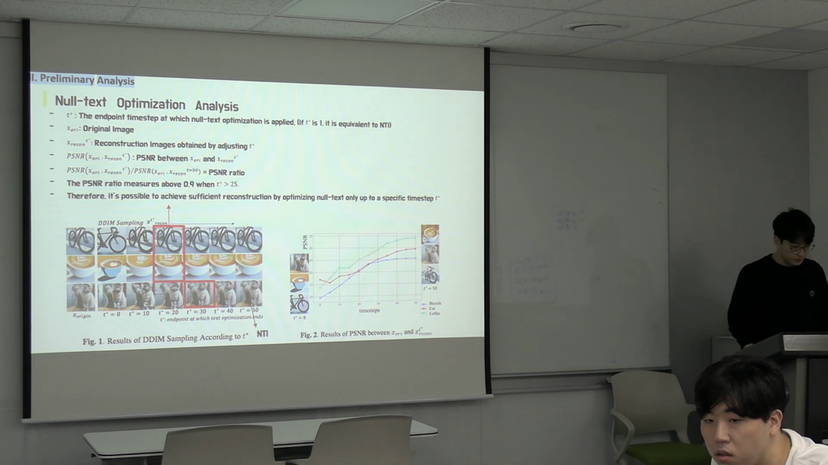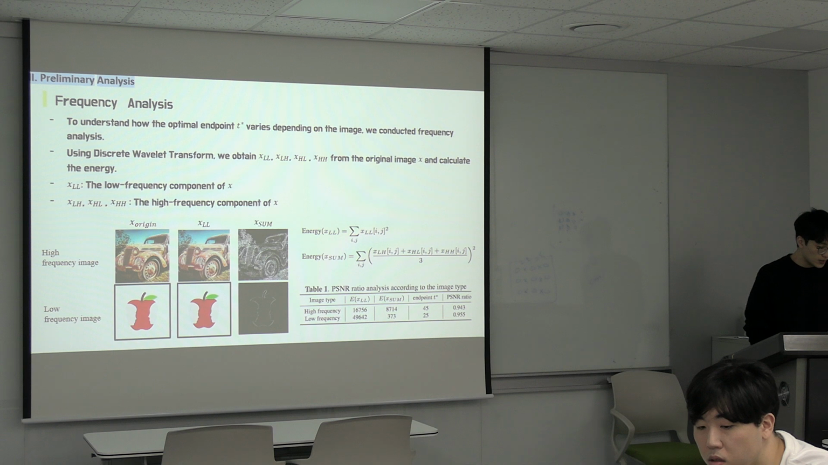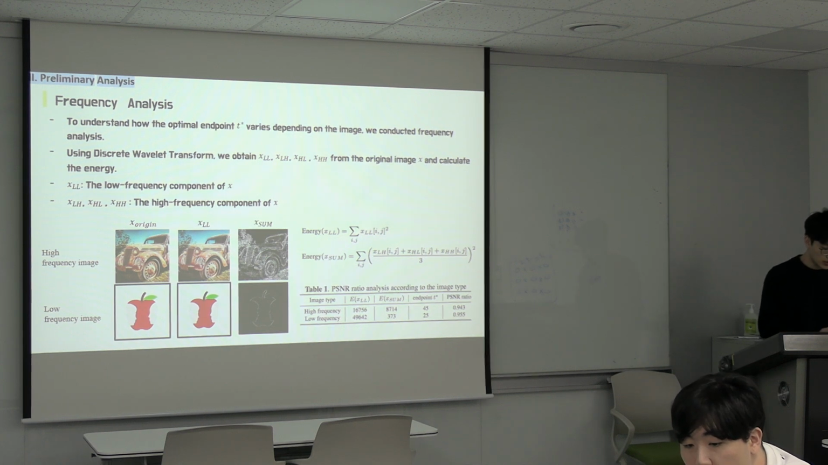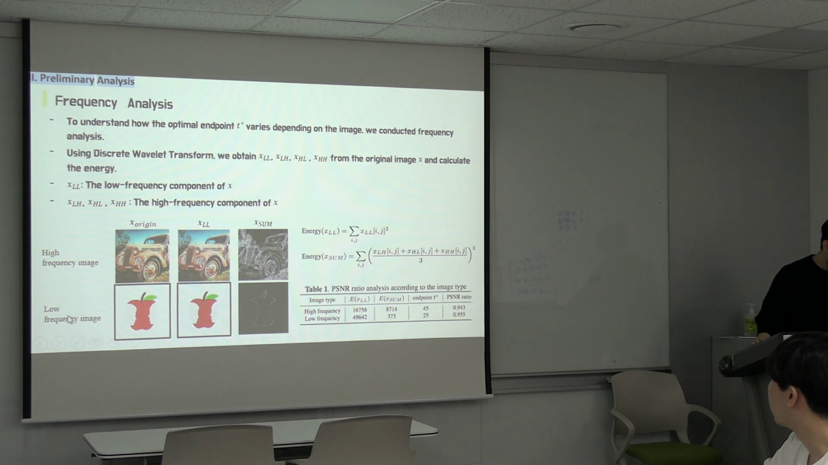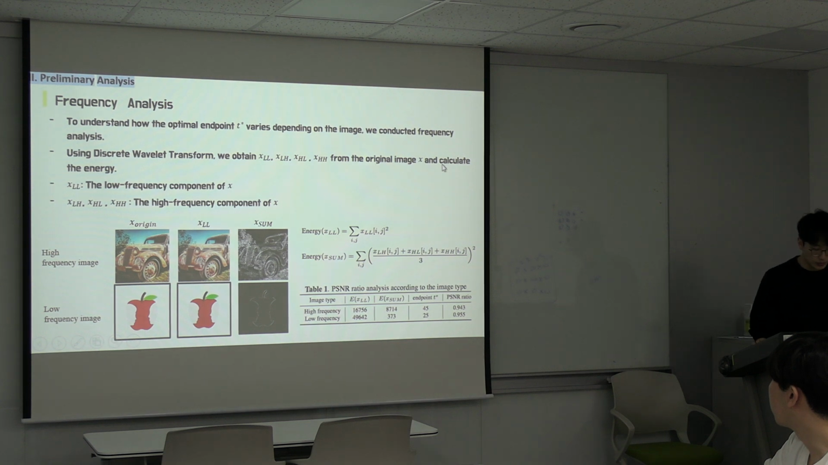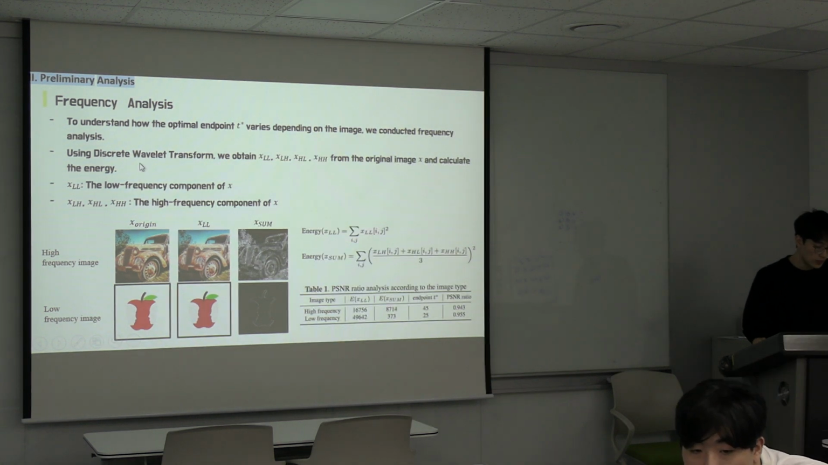So to understand how the optimal endpoint t star varies depending on the image, we conducted a frequency analysis. Before this analysis, we selected two types of image. The first one is a high frequency image, and the second one is a low frequency image. And after that, using the discrete wavelet transform, we obtained those 4 subbands from the original image X and calculated the energy by squaring the value of each pixel.